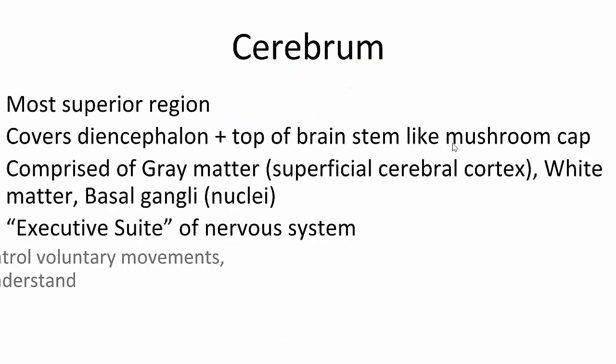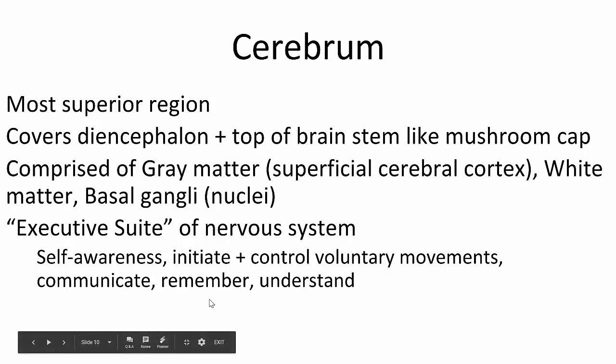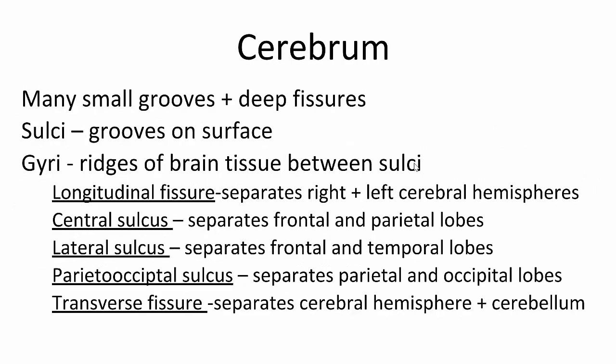When you look at the cerebrum, this is most of what you see when you're seeing a brain. It's the most superior region. It's that wrinkly sort of mushroom cap on top of the rest of the brain. And this is where the higher functioning of your cognition is occurring. So your awareness of yourself, where you initiate and control the movements of your body. This is where your memories are formed, where you learn and how you communicate. This is really sort of the highest functioning executive suite, if you will, of your brain.